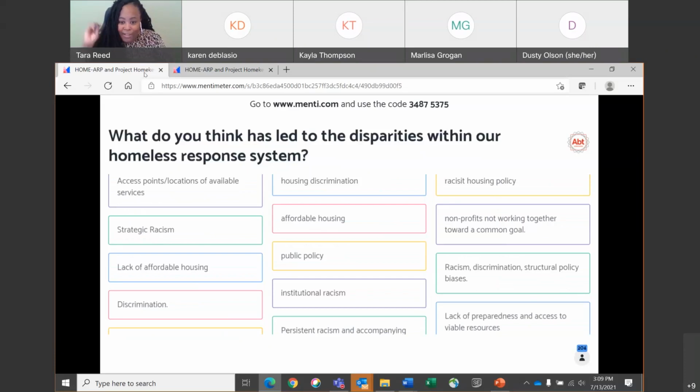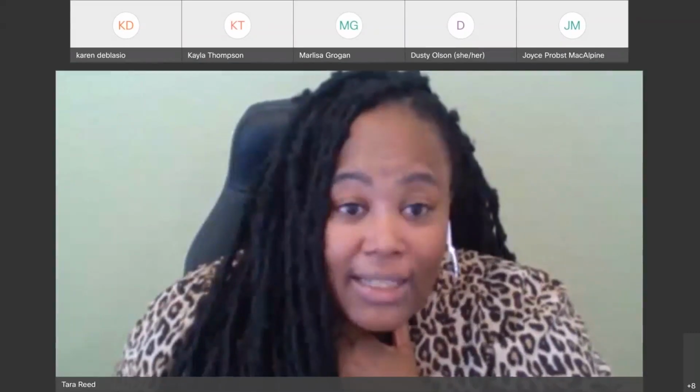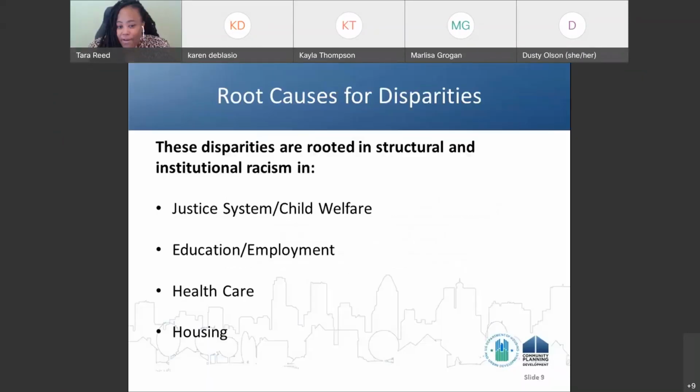Please continue to put your responses in that chat as well, but I will also move to our next slide, if that's okay, Kayla, where we'll do a high level look at the root causes for disparities. As was shared during your responses, the reasons for the disparities, although there were a lot of different and quite varied responses, are often rooted in structural and institutional racism.